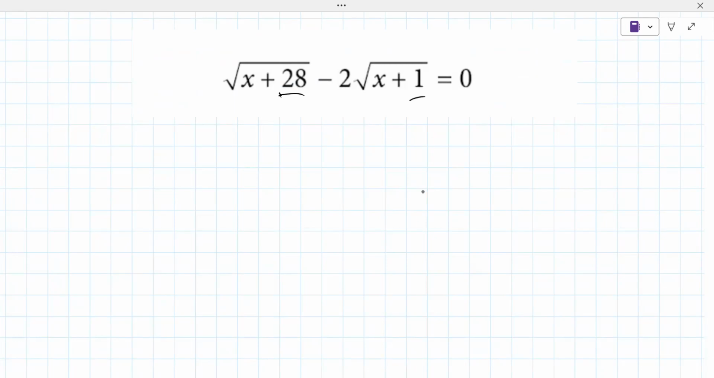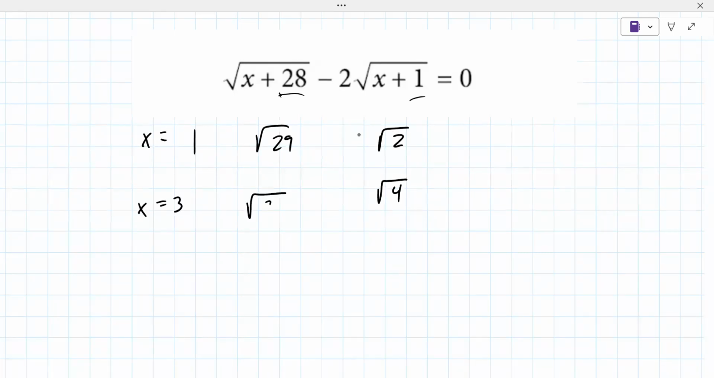So let's just say x is 1, this becomes the square root of 29 and the square root of 2. Do we know those values? No. Now, this is where you've got to say, okay, what's the next square root that I do know? Well, the next square root you do know is the square root of 4. And that works for x equals 3, but that becomes the square root of 31. Do you know that one? I also don't know that one. I don't know it either.